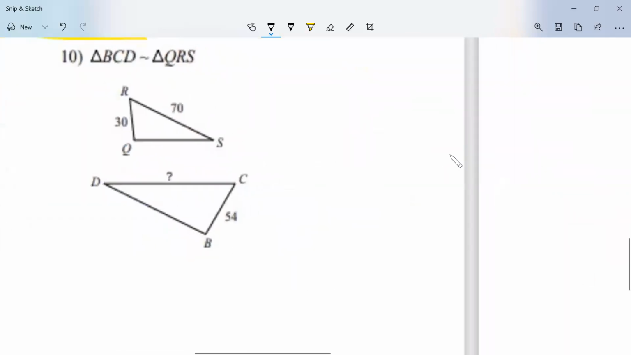Similarity for number 10, like the same idea. I'm looking at one triangle. The question mark, I'm going to call it X. And I see the numbers X and 54 in that triangle. So let me write two fractions, X and 54. I kept these two on the top.